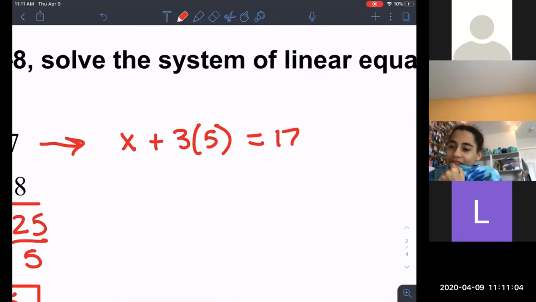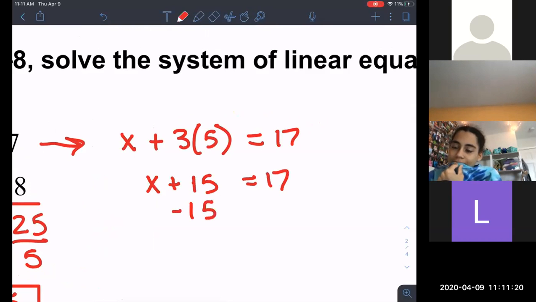Anybody figure it out? 15x... 2. Yeah, x is 2. So we get x plus 15 equals 17. We subtract 15 from both sides, and we get x equals 2.